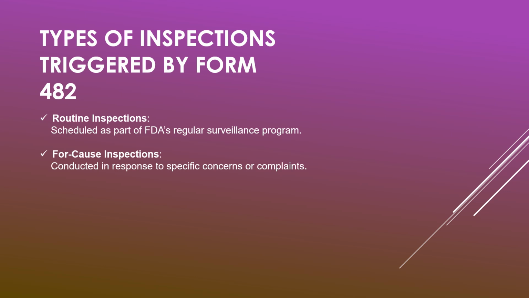Next one is the for cause inspection. It is conducted in response to specific concerns or complaints. For example, if any complaints or concerns have been observed, then against those complaints they can visit your facility and inspect your facilities, right?